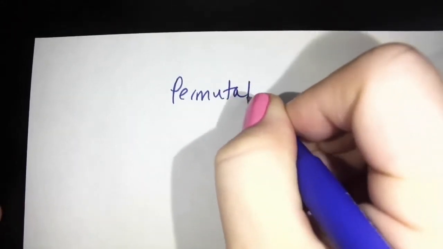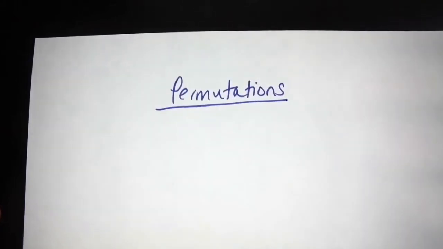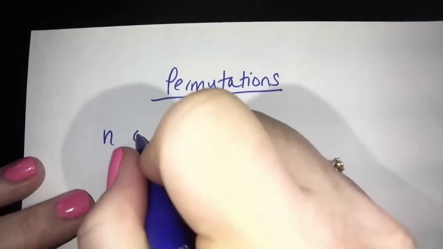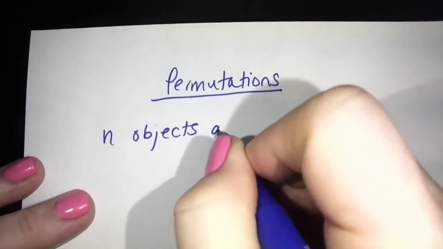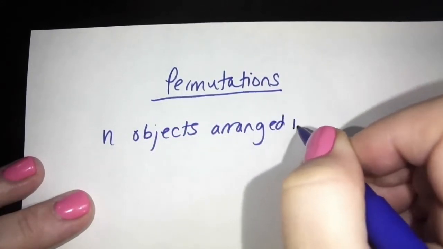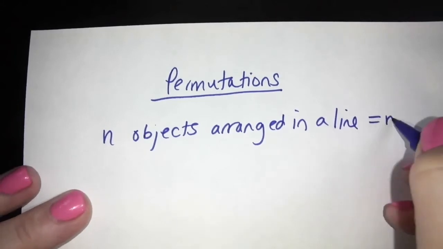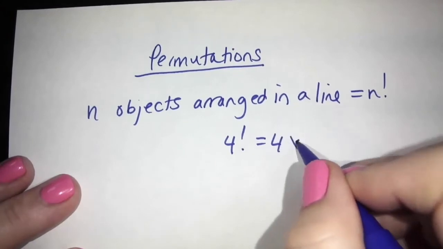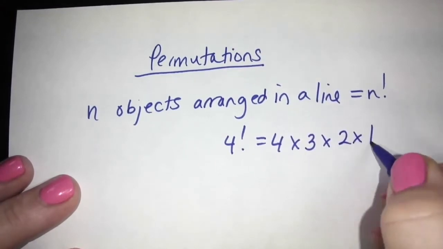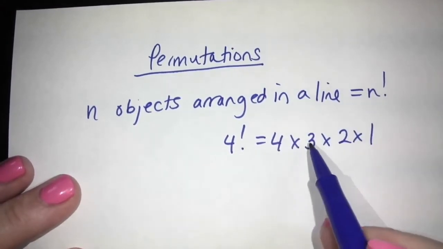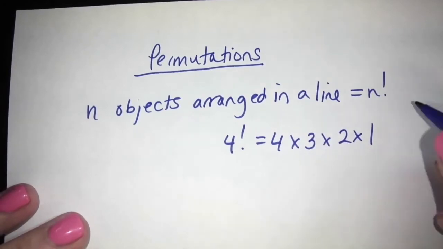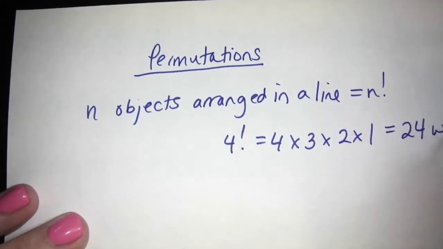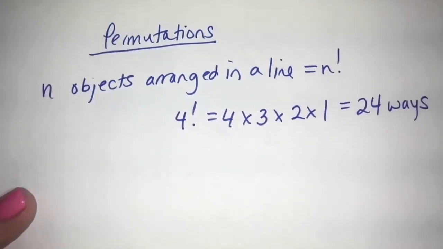So a little summary here of permutations of what you need to know. There are a couple of additional formulas that you need to know. So the first is n objects arranged in a line, which is what we just talked about, n factorial. So if we had something like 4 factorial, we said that's 4 times 3 times 2 times 1. If we worked that out, 4 times 3 would be 12, times 2 would be 24. And so that would be 24 different ways to arrange 4 people in a line.